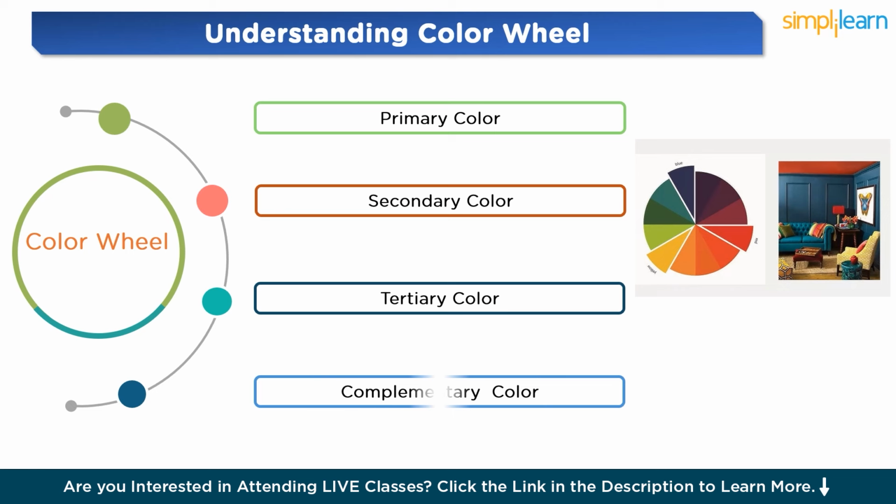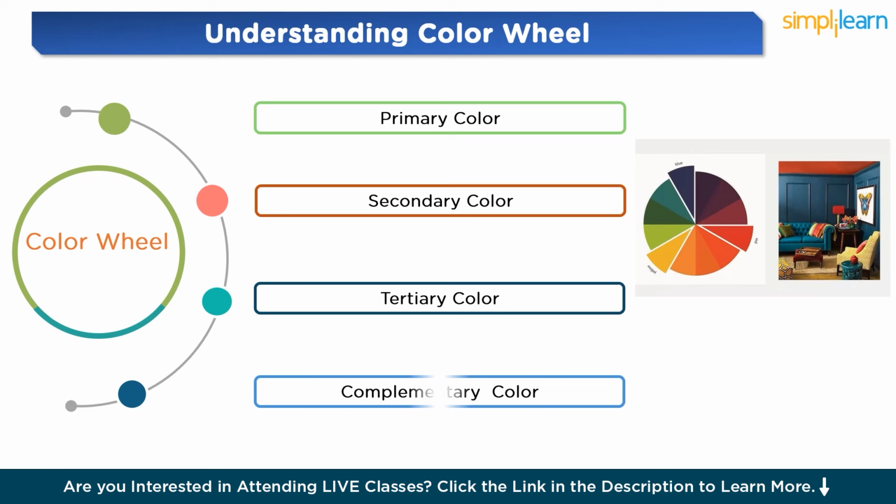One common scheme is complementary colors, which are positioned opposite each other on the wheel and create strong visual contrast when used together. Analogous colors sit adjacent to each other on the wheel and often produce harmonious and cohesive designs. Triadic colors are evenly spaced around the wheel and offer a balanced yet vibrant color palette.